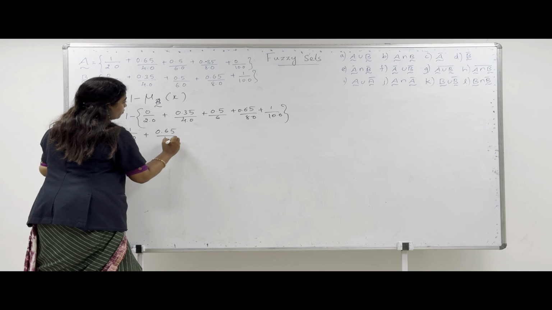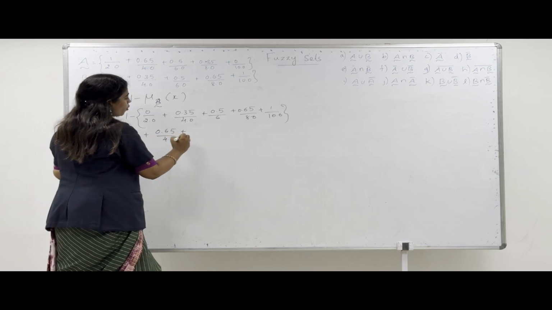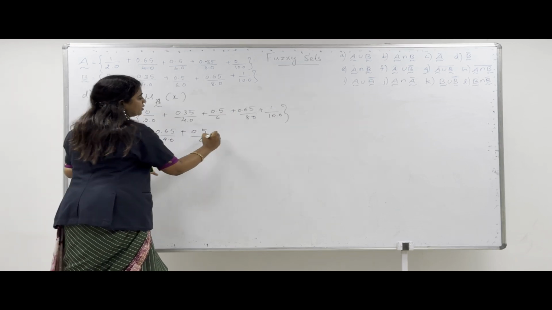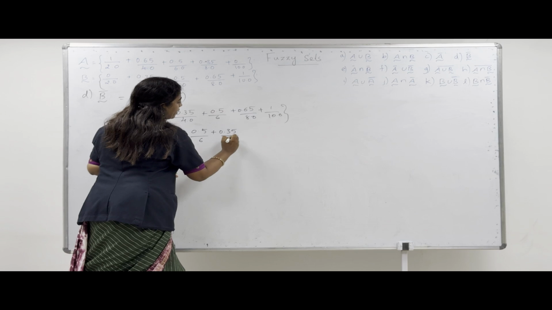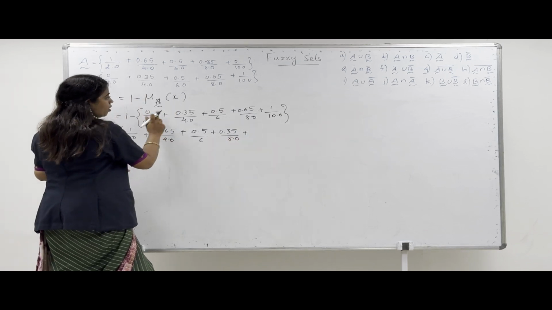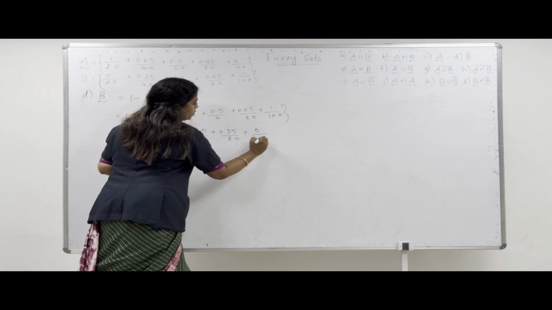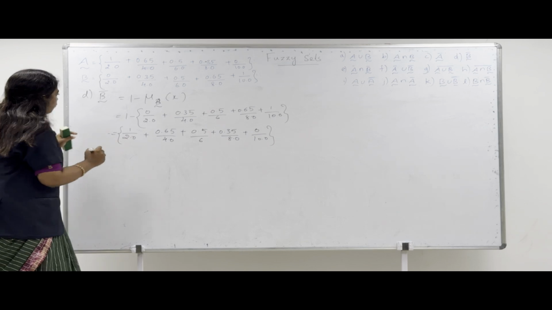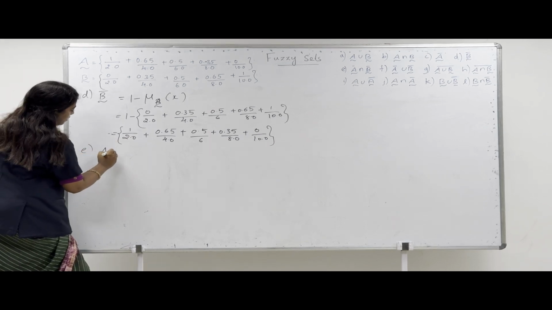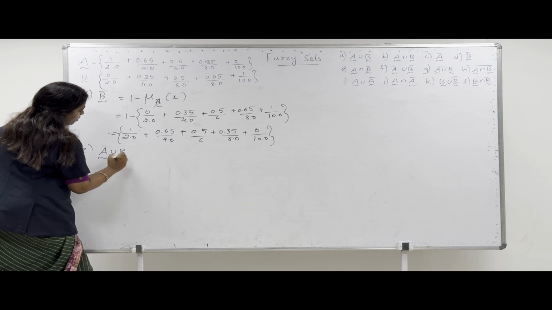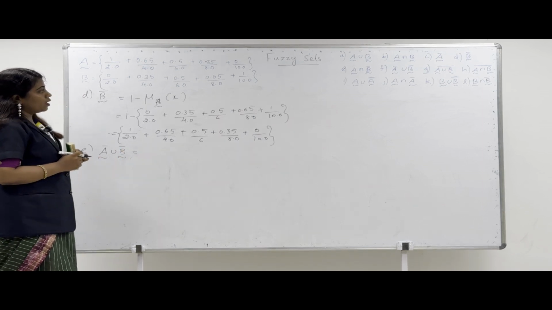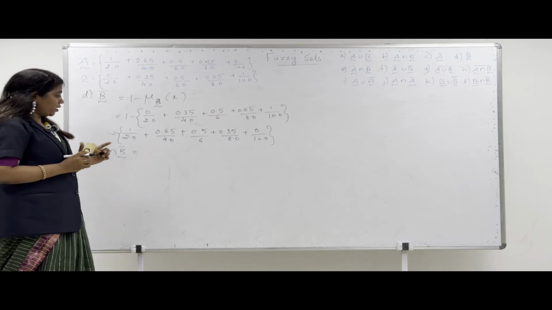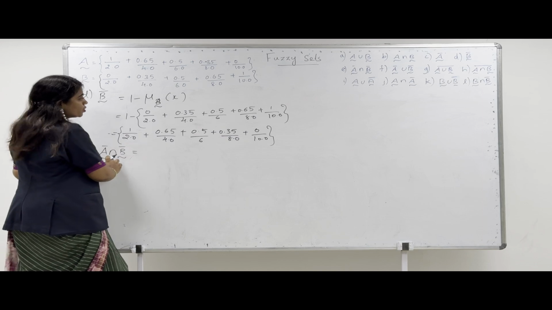0.65 by 4.0, and here 0.5 by 6, 1 minus 0.65, that is 0.35 by 8 plus 1 minus 1, 0. So, 0 by 10.0. So, this is the answer. Next one we have to find, that is A bar union B bar, sorry, intersection. Okay. So, here intersection means you know min.